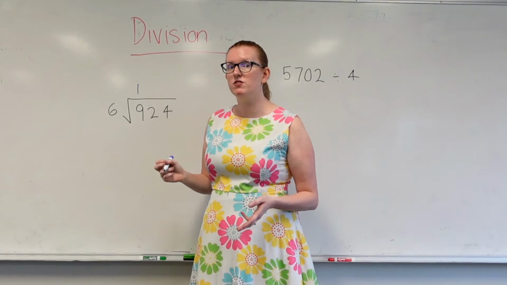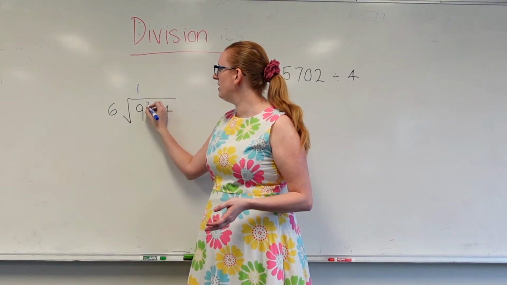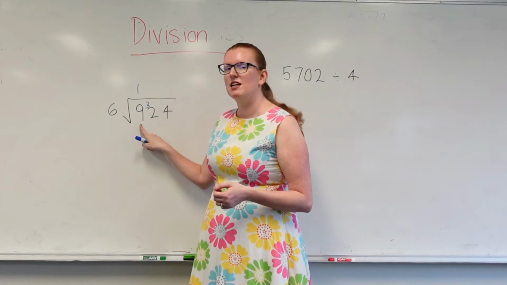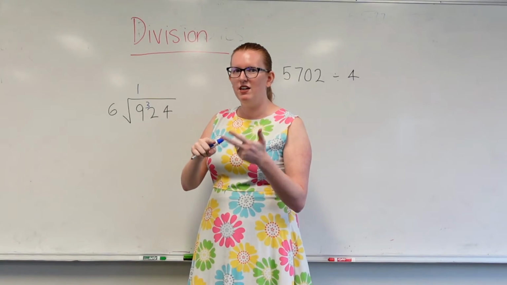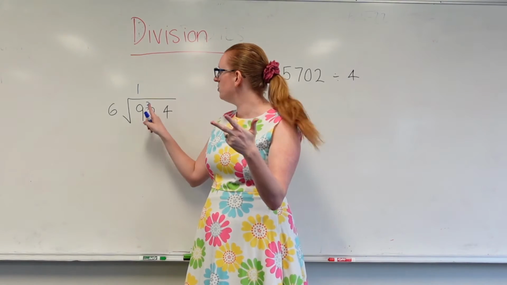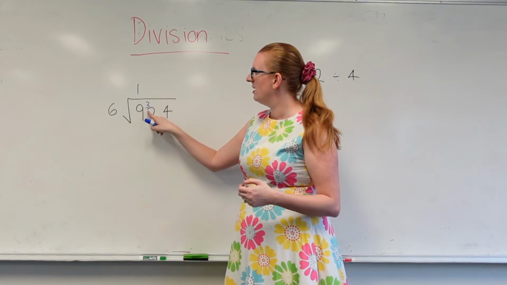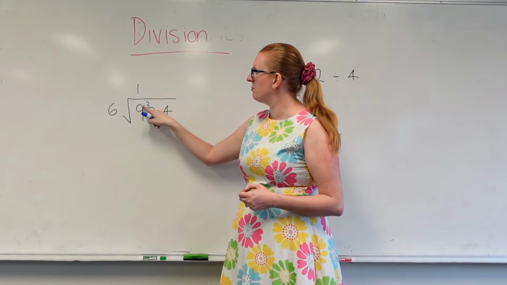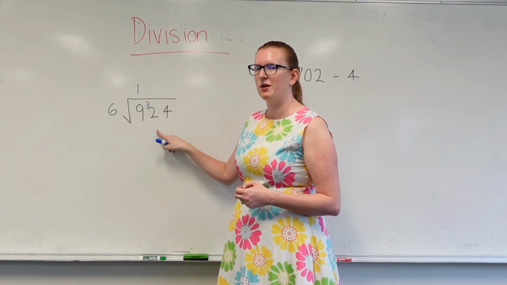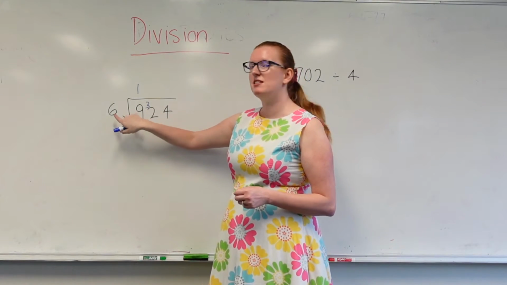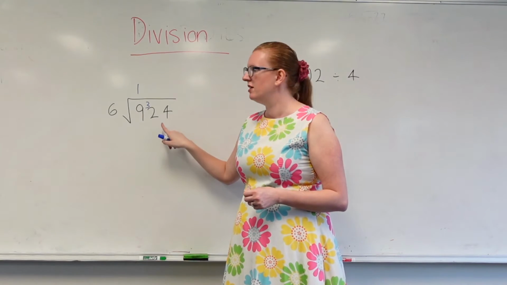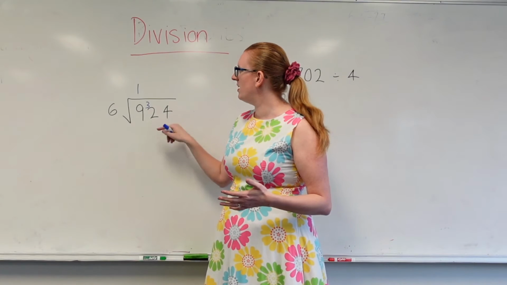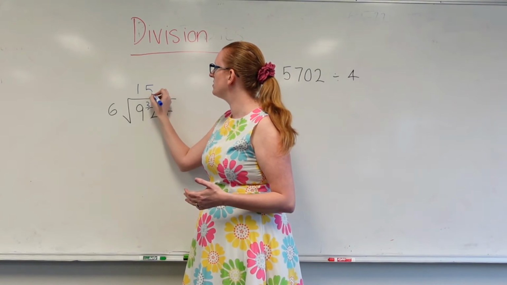Okay, but I've got some left over. I've got 3 numbers left over because 6 1s are 6, and then to get to 9, it's 7, 8, 9. So there are 3 numbers left over. So what I do is I carry it over to this side here, to this number. So now this has become the number 32. Okay? So now, how many times does 6 go into 32? Okay, it's going to go in 5 times. Because 6 5s are 30, so it's going to go 5 times.